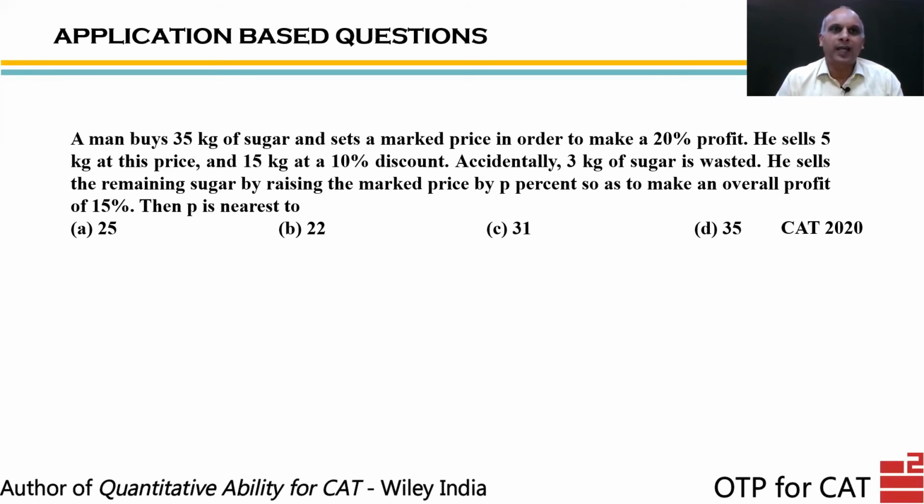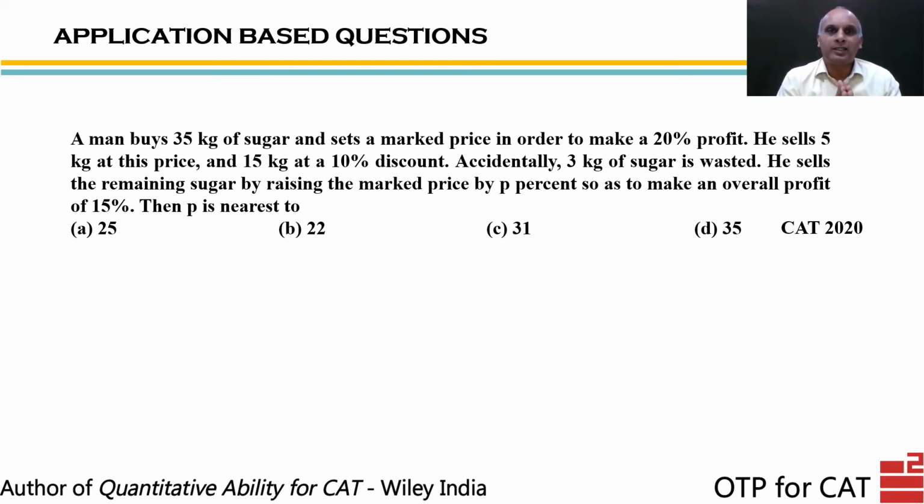So a man buys 35 kg of sugar and he sets the MP in such a way that he wants to make a 20% profit. He sells 5 kg at this price and 15 kg at 10% discount. So out of 35 kg, 5 kg he sells at the 20% profit mark price, and 15 kg at 10% discount from the mark price.